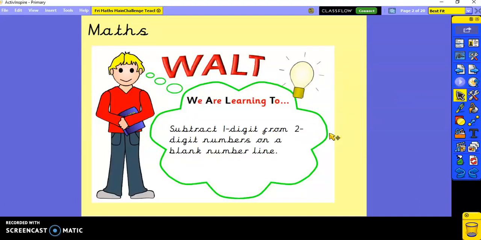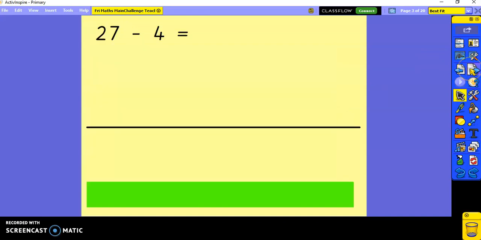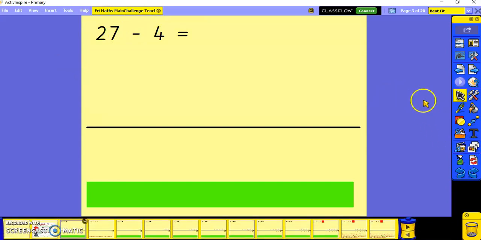So today we are learning to subtract 1 digit from 2-digit numbers on a blank number line. So we're building on our work yesterday where we were adding on a blank number line. So our question today is 27 take away 4. So we're going to have to start on the number 27 and then count back 4 jumps.